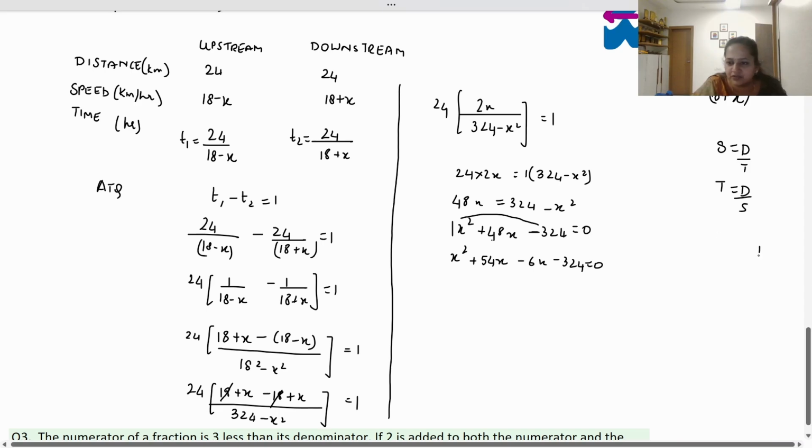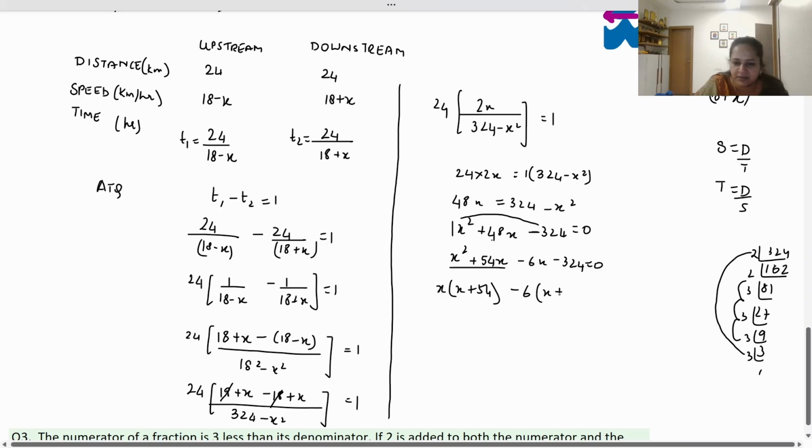How did we get it? We found the factors of 324. That's 2, 2, 81, 27, 9, 3, 3, 1. So we have 54 and 6, which on subtraction will give me 48. If you look at the first two terms, we have x common, x plus 54. We have 6 common, x plus 54, because when the negative comes out, it changes to positive. So we have x plus 54 times x minus 6 is 0.